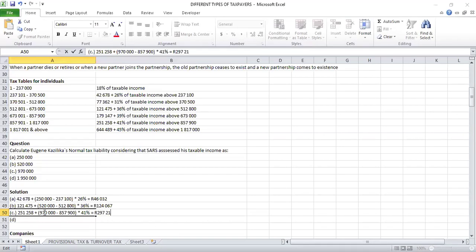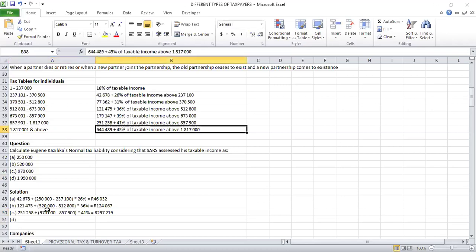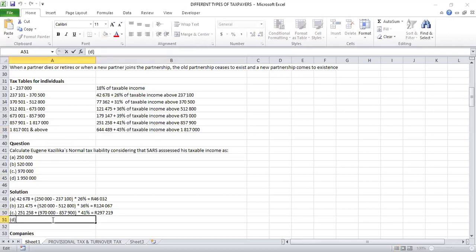297,219. Right, and then finally, on D, it's 1,950,000, which is in this bracket here. So it will be 644,489 plus 1,950,000 minus 1,817,000, times 45%. What will we get?